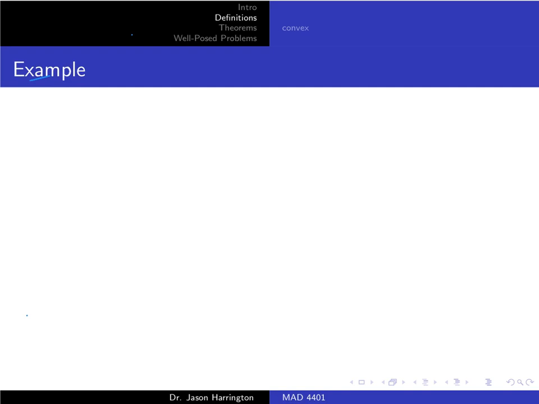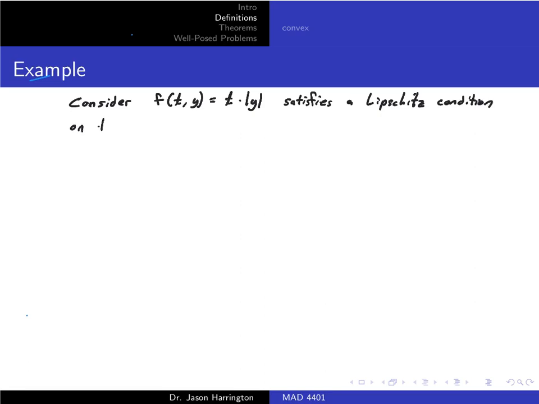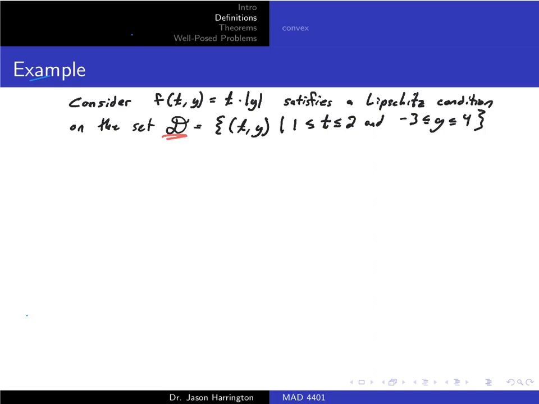So for this example, let's go ahead and consider a function, we'll just call it f of t comma y, which is equal to t times the absolute value of y. And I'm going to say that that satisfies a Lipschitz condition on the set D, which is going to be equal to all the t comma y such that 1 is less than or equal to t less than or equal to 2, and negative 3 is less than or equal to y less than or equal to 4. So you have to have Lipschitz on some sort of set, is what we're talking about.